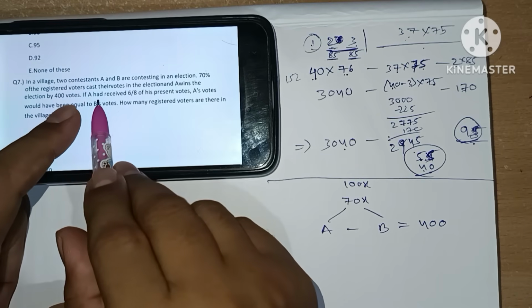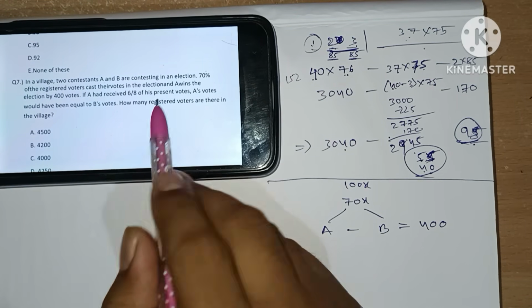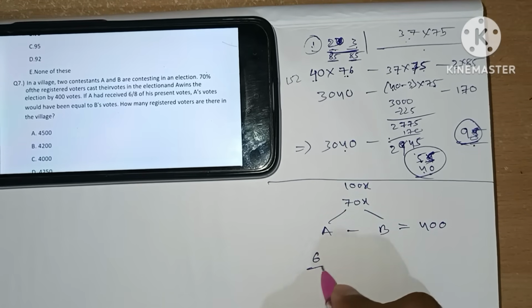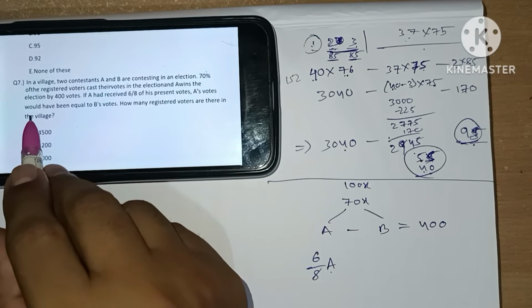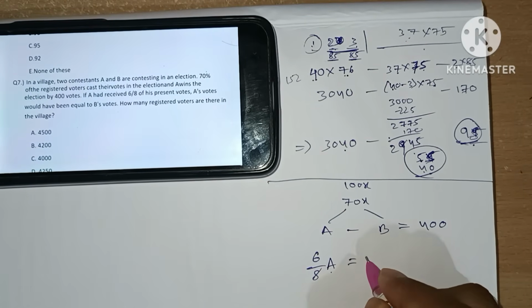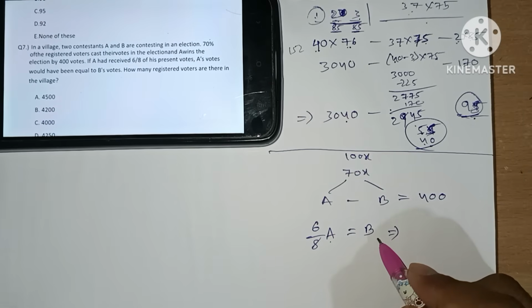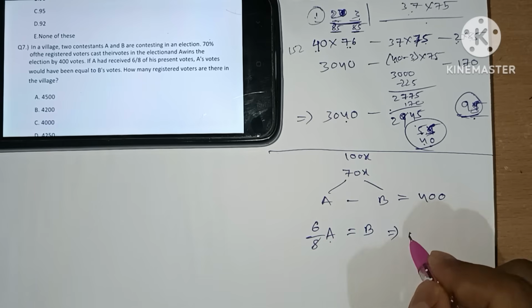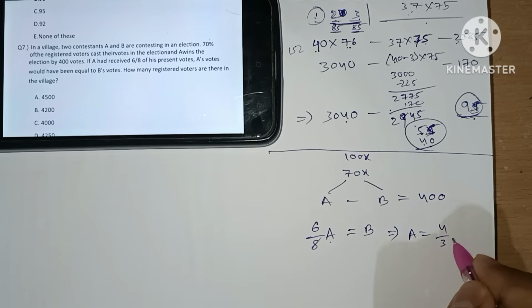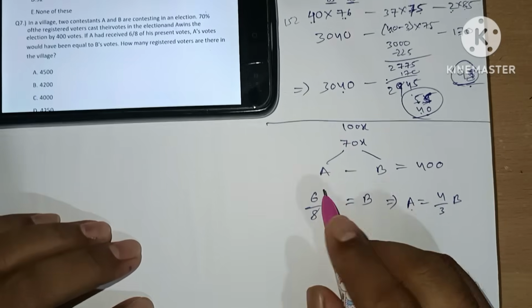If A had 6 by 8 of his present votes, so 6 by 8 of A's votes would have been equal to B's votes. It is given like this. So what we have is, instead of B we can write 6 by 8 A, or else A equals 4 by 3 B. So instead of A we can write 4 by 3 B. So we place 4 by 3 here.